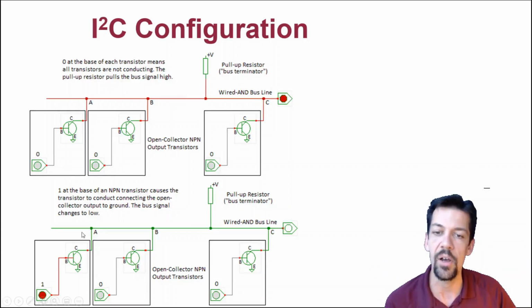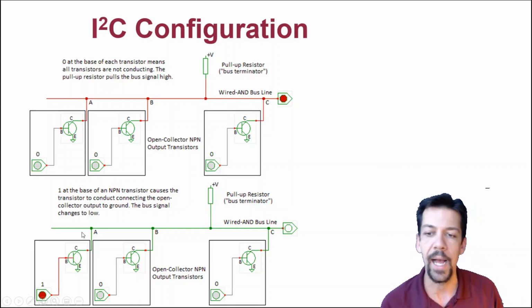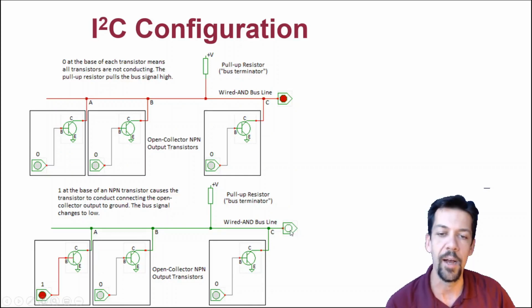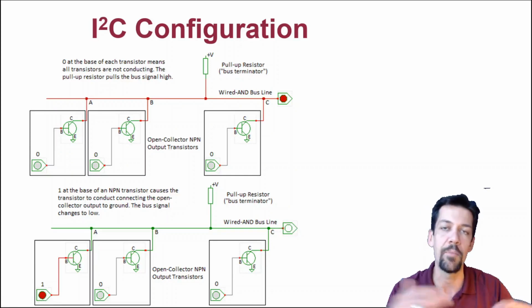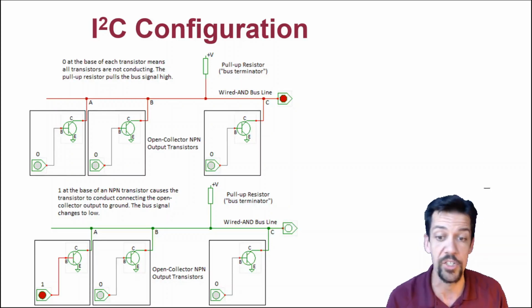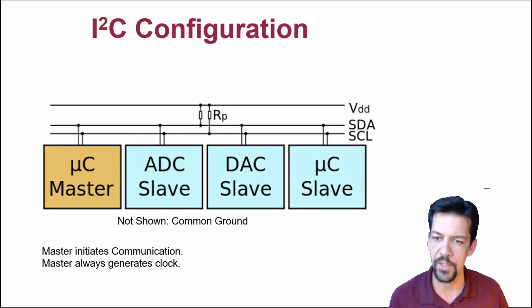When somebody wants to talk, they pull the clock line low to 0, to ground, as you can see down here. So this guy wants to talk, that pulls the bus line low, and now the master can say, oh, somebody is ready to communicate, right? And it could just be the master too.